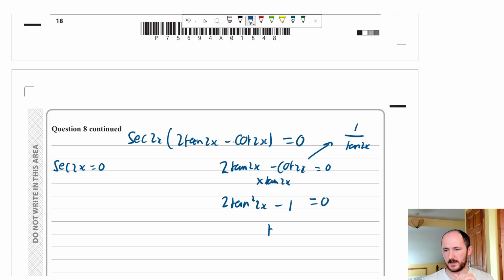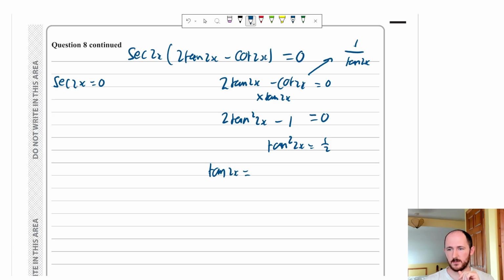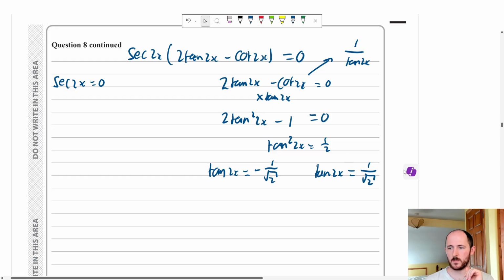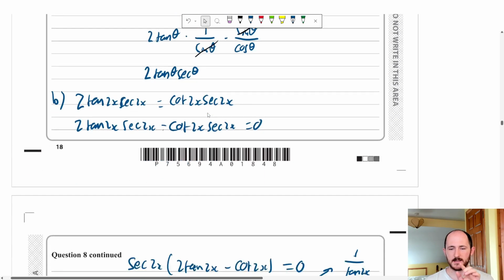Move the 1 over, okay, cool, now we've got it somewhere. Tan squared 2x equals a half. So now we have solutions. We also have two solutions here. We have either tan 2x equals minus 1 over root 2, or tan 2x equals 1 over root 2. Now don't forget, we're only doing this between 0 and 90.